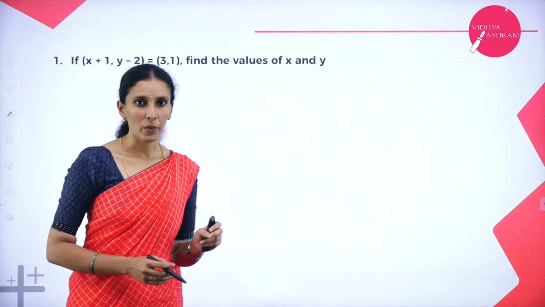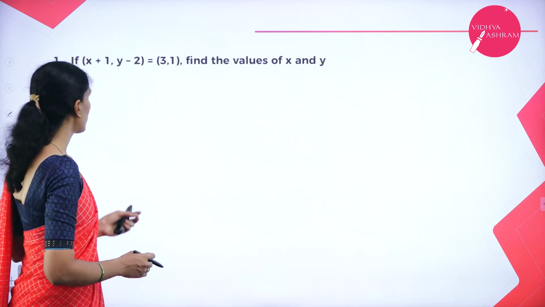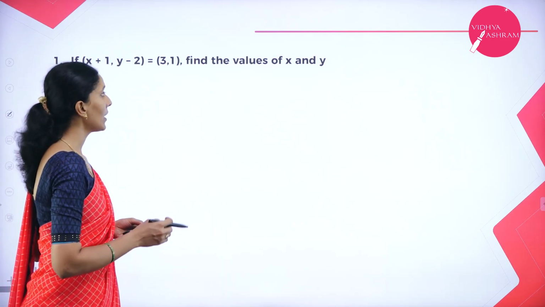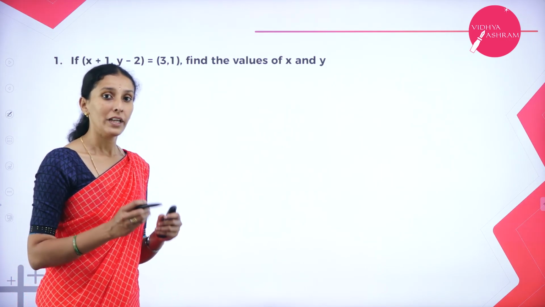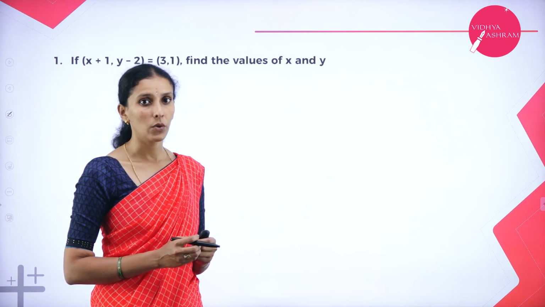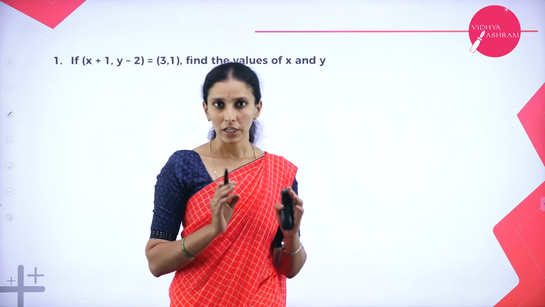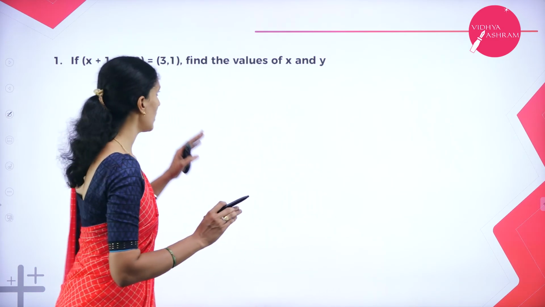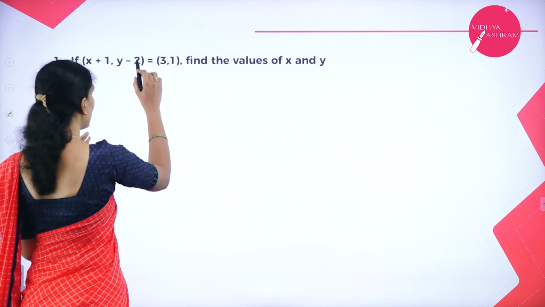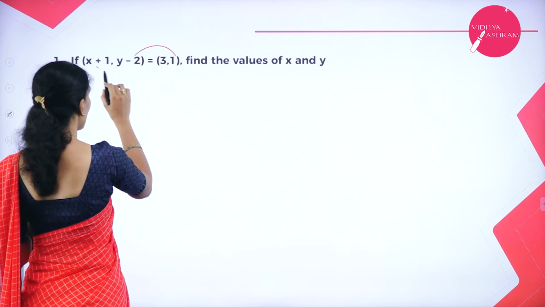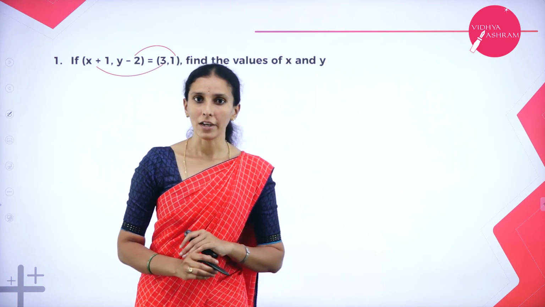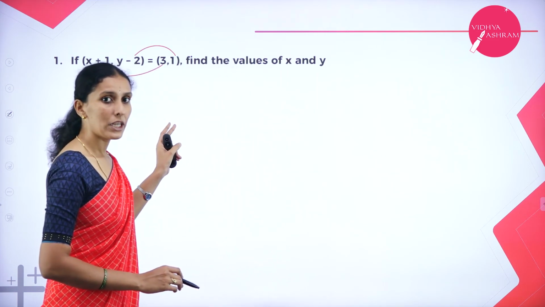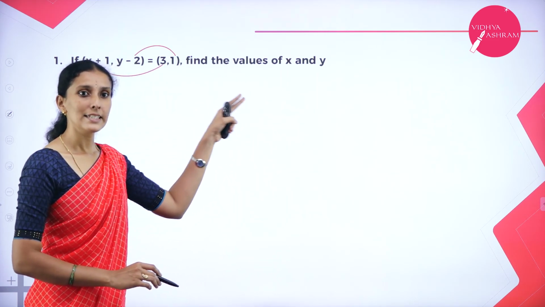So here we have a question. If (x plus 1, y minus 2) is equal to (3, 1), find the values of x and y. When two ordered pairs are equal, their first element is equal to the first element and the second element is equal to the second element. So using that concept, we can find the values of x and y. Let me equate the first elements and the second elements.